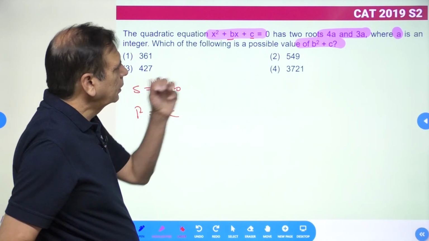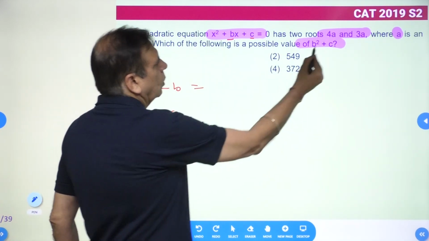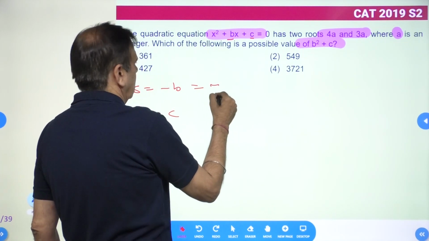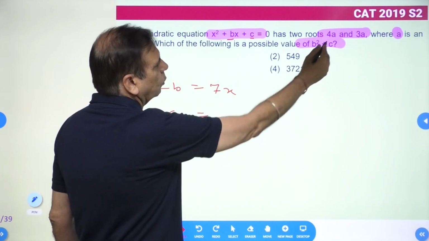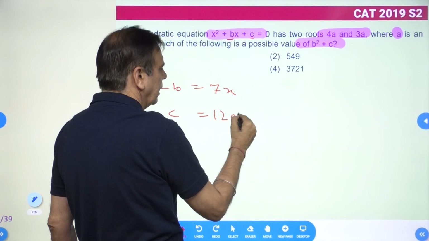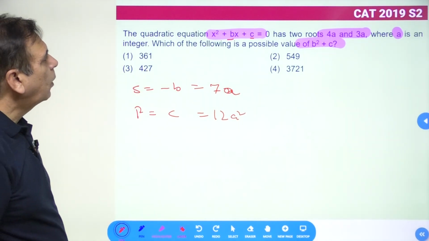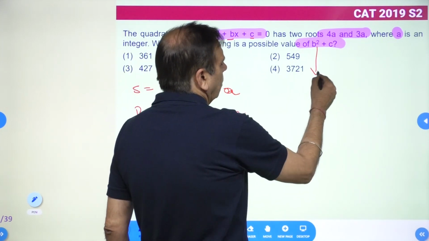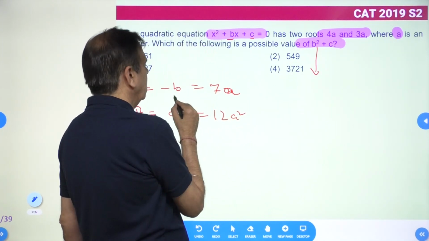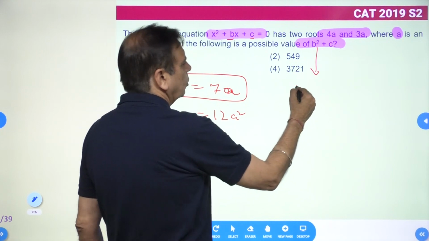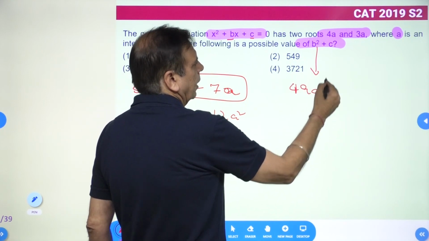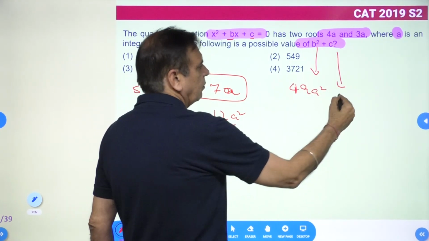Okay. So what is sum of the roots? 4a plus 3a, 7a. Product of roots 4a into 3a, 12a square. Sorry, this should be a. Okay. So what is the following is the possible value of b square plus c? What is b square? B square, b is 7a, so b square should be 49a square. And what is c? c is 12a square.